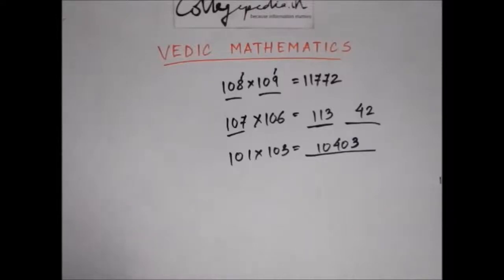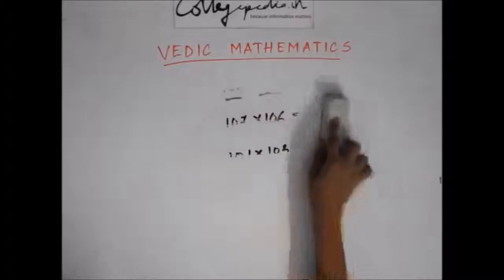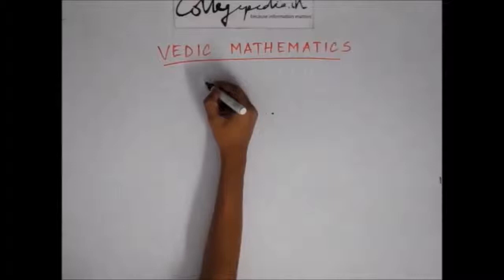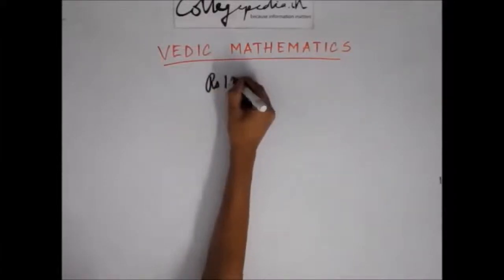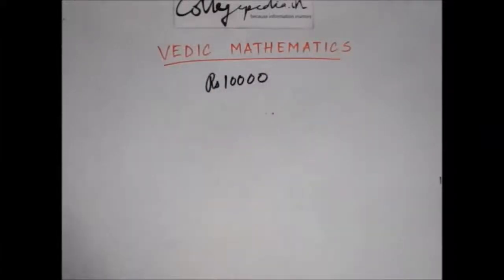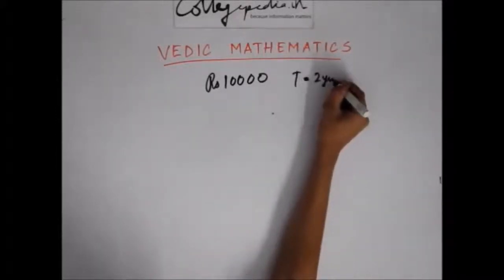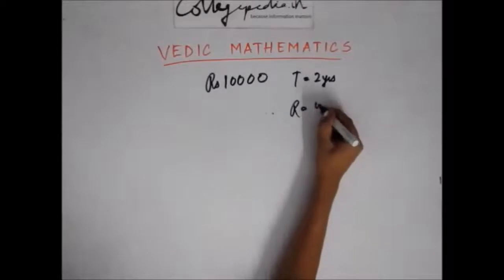Now I'll just give an example of questions where this method is really applicable. Let's say we have a question of compound interest where we are asked to find the amount and compound interest on a given sum. Let the principal amount be rupees 1000 or 10,000. Let's take 10,000. Let's take the time period as 2 years and the rate of interest as 4%.